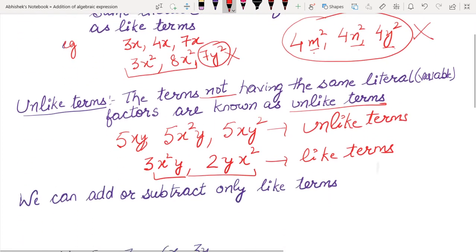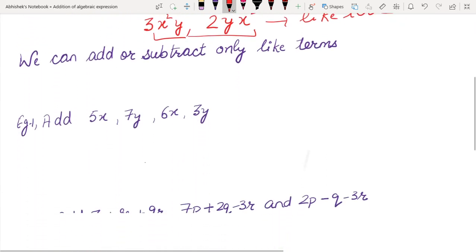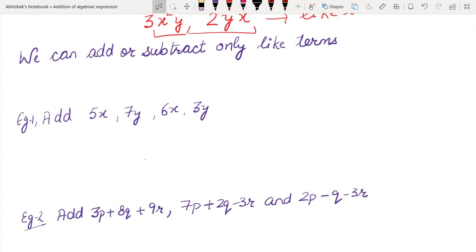Now let's start addition of algebraic expressions. We can add or subtract only like terms. Note, unlike terms cannot be added or subtracted. We can add only like terms. We can add algebraic expressions using two methods.